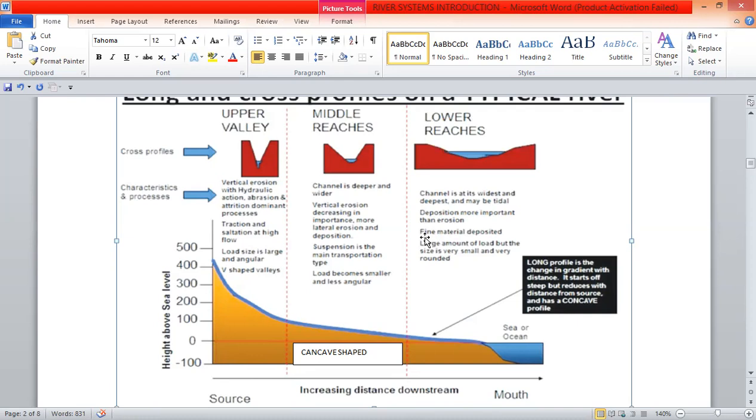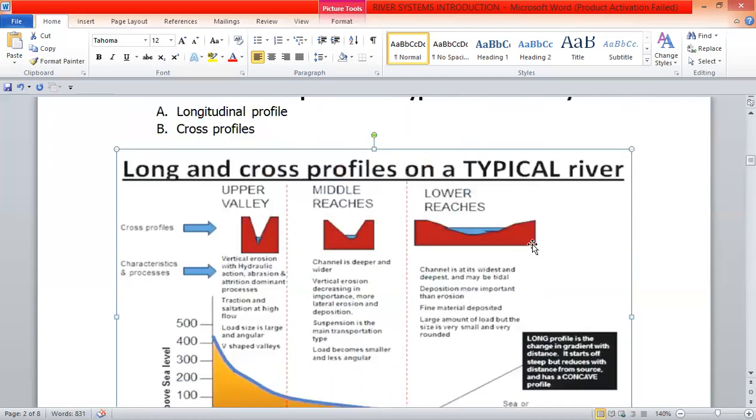It has been further eroded. A large amount of the load, but the size is very small and very rounded. You must understand that. The load size is very small, but in large amount, and also is now more rounded because it is being eroded. Okay, so that is the longitudinal.